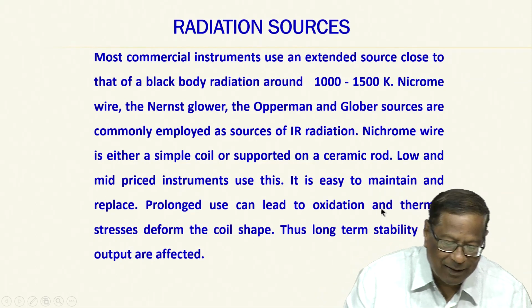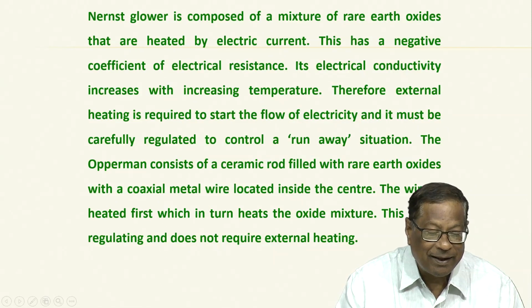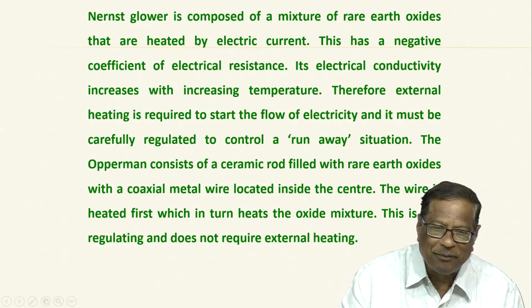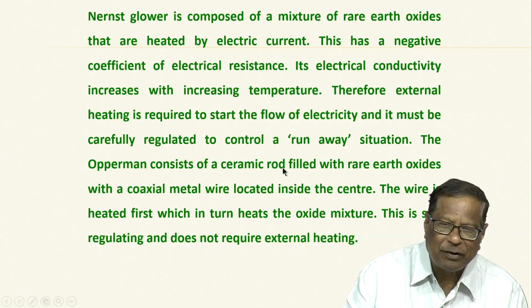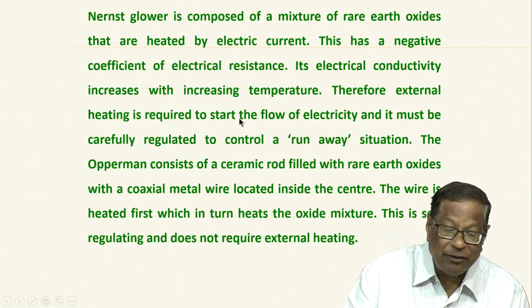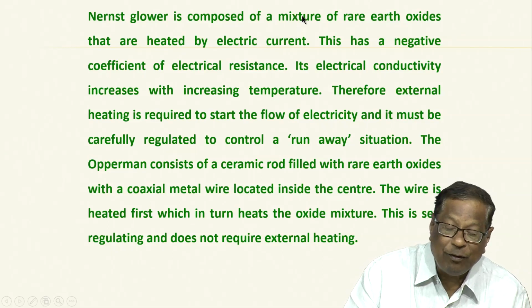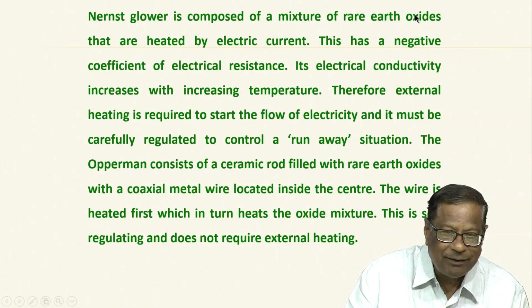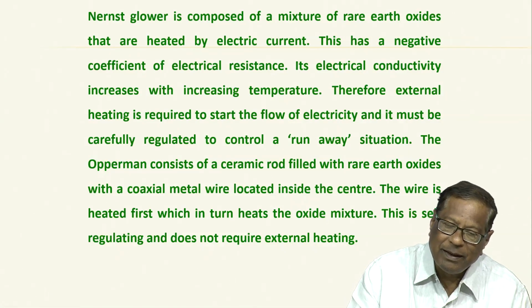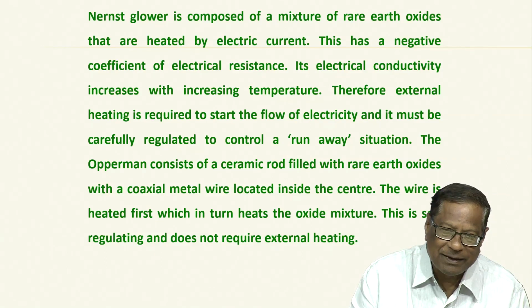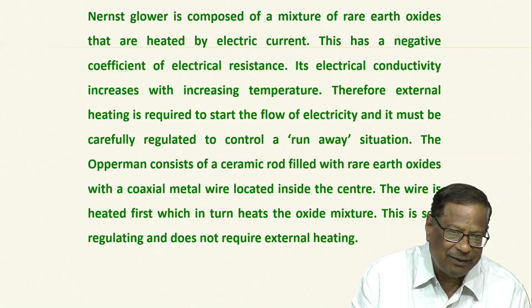Okay. That apart, the nichrome wire is available everywhere. Okay. Second one is Nernst Glower. So, Nernst Glower is a mixture of rare earth oxides. Just now I was telling you that if the metal forms oxide, it will not glow red, it will take more heat and it may break the conductivity.